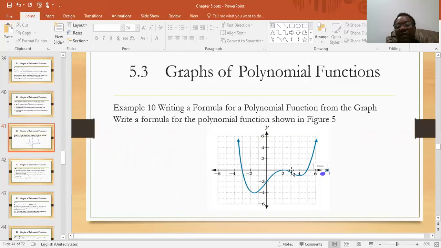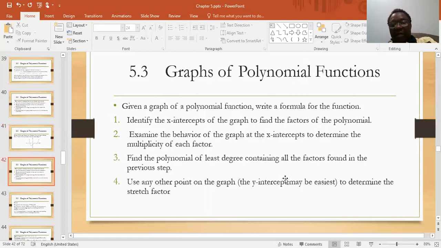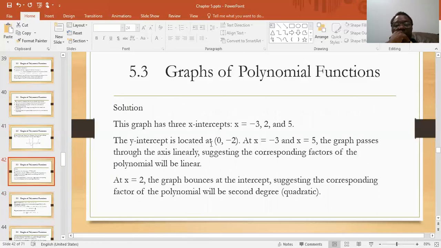The behavior of the graph at 2 is kind of like a parabola. So the multiplicity here should be an even number. So we are going to use this information to guess how to make our polynomial. At x equals 2, the graph bounces at the intercept, suggesting the corresponding factor of the polynomial will be of second degree.